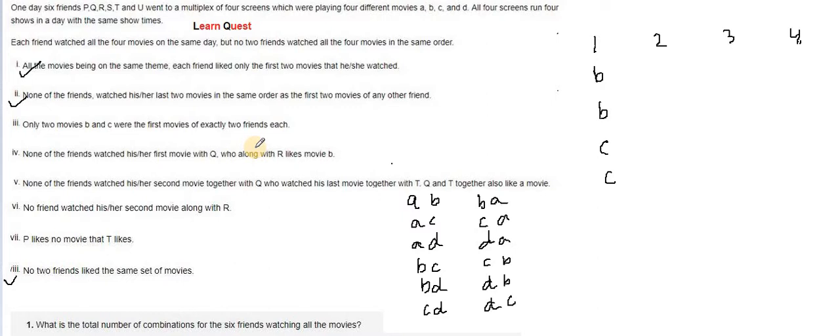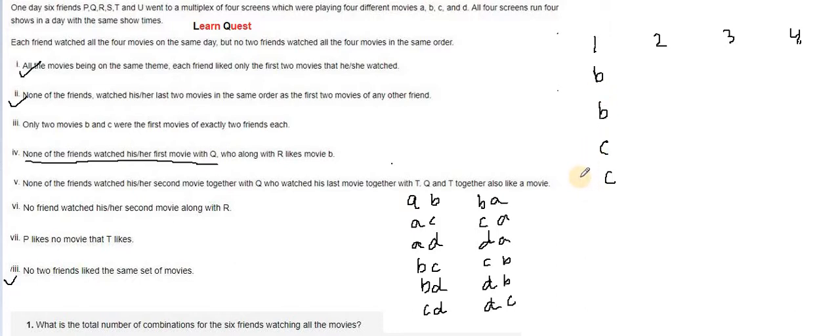Let it be. Okay. Now the next point is: none of the friends watched his first movie with Q, who along with R likes movie B. Okay, so what is the meaning of this? None of the friends watched his or her first movie with Q. It means this B and this movie are the same movie, right? So these two will not be Q, because if this is Q, there will be some other friend R, S, T or anybody who will be liking B, right? So that is not the case. They will be watching the same first movie.